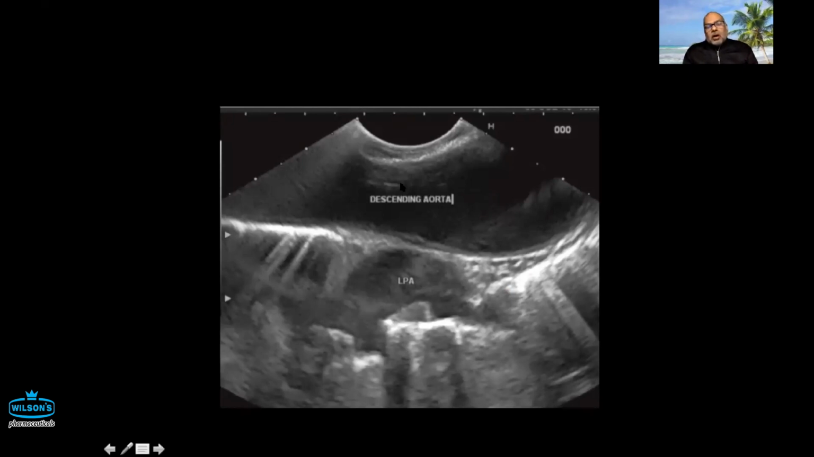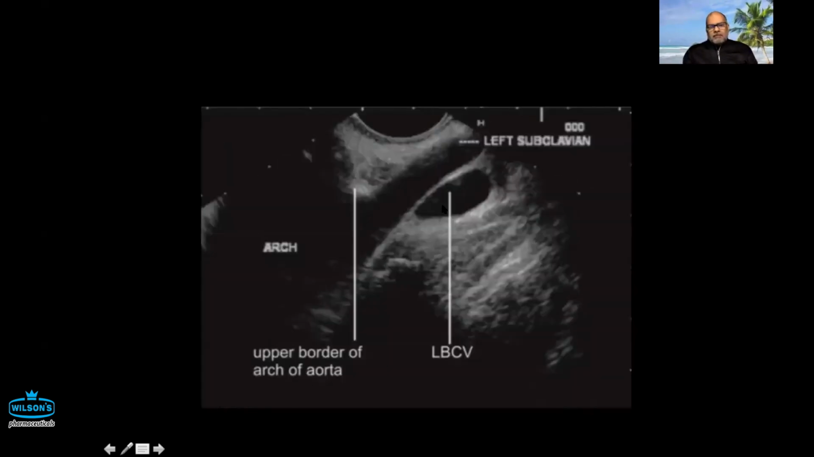So this is the arch of the aorta here, and it's a longitudinal view. The reason for that is that your scope, this linear scope, is here, right above there, and it is looking at the aorta in a radial fashion like this. And this bright shadow here is actually the pleura. So this is the aorta looking like this in the mediastinum.